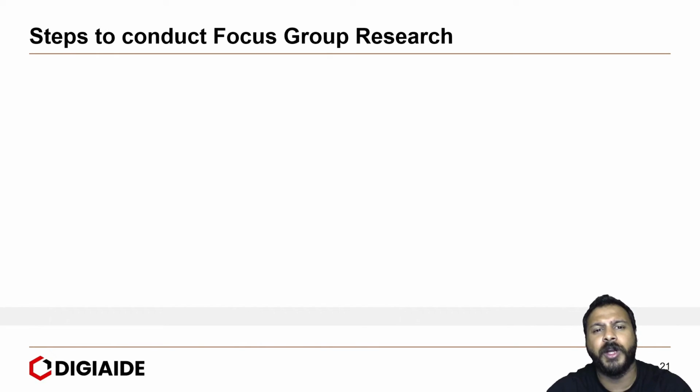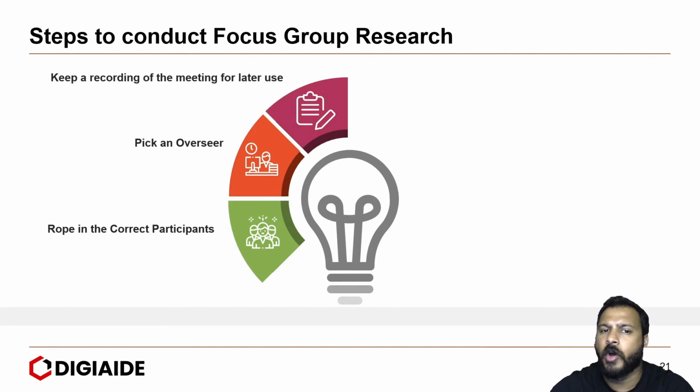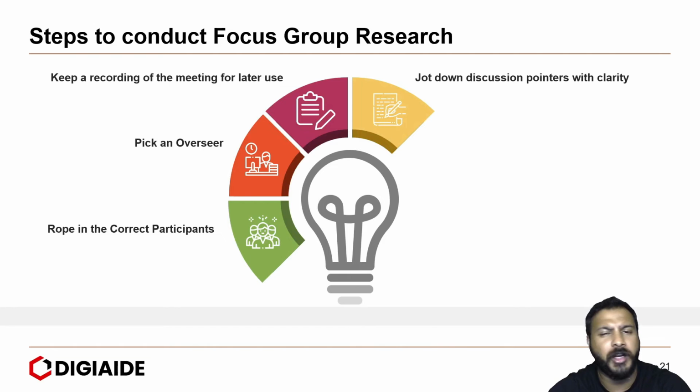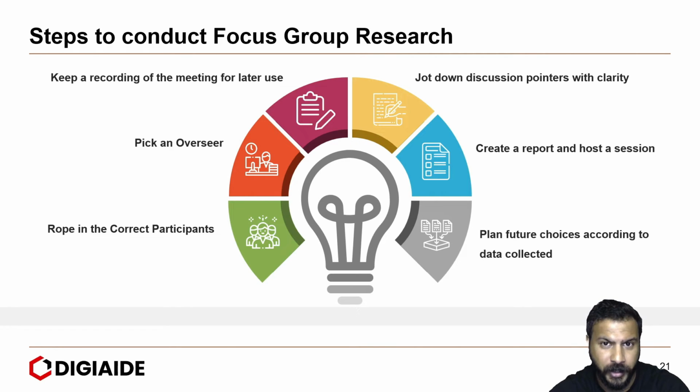Moving on to the steps to conduct focus group research. First, rope in the correct participants. Pick an overseer. Keep a recording of the meeting for later use. Jot down discussion pointers with clarity. Create a report and host a session. And finally, plan future choices according to data collected.